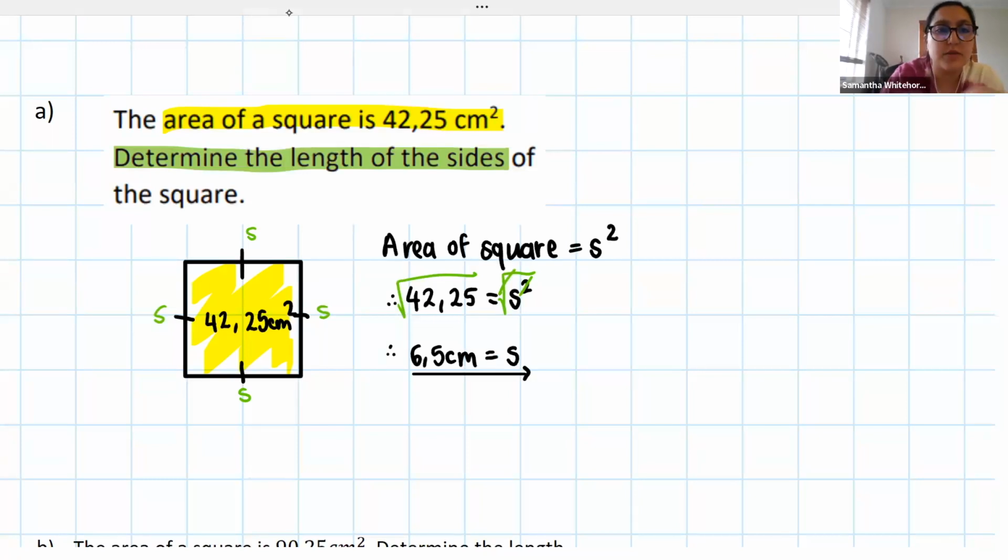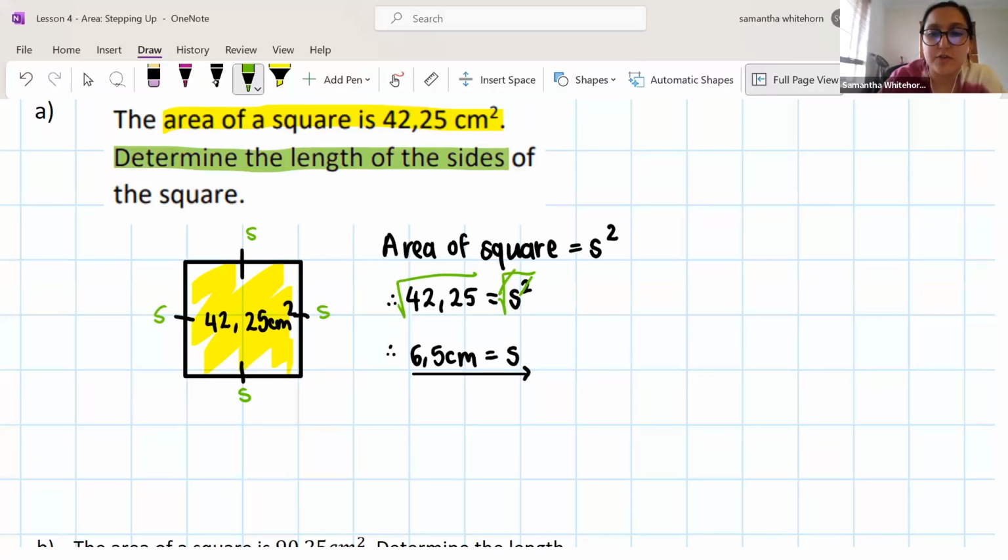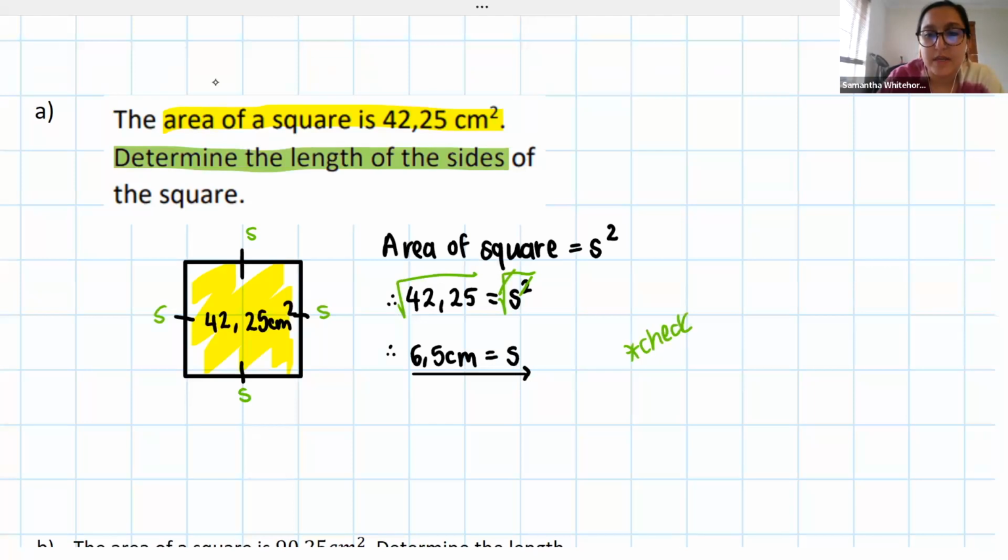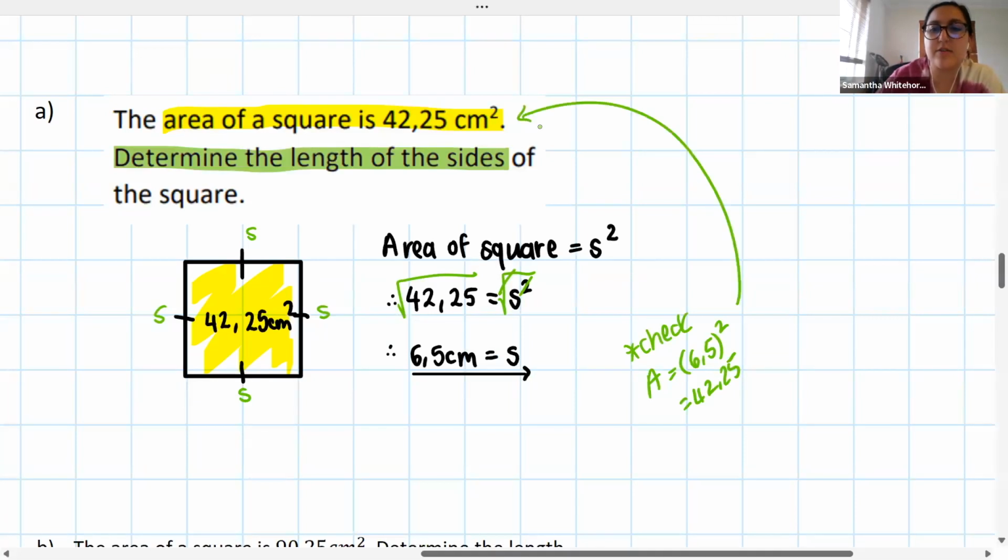If you go and substitute it back, so if you do a quick check for yourself, and you say your area is equal to side squared, so 6,5 squared, you get 42,25. And because it's the same area as what I gave you, you know that you've done your working out correctly.